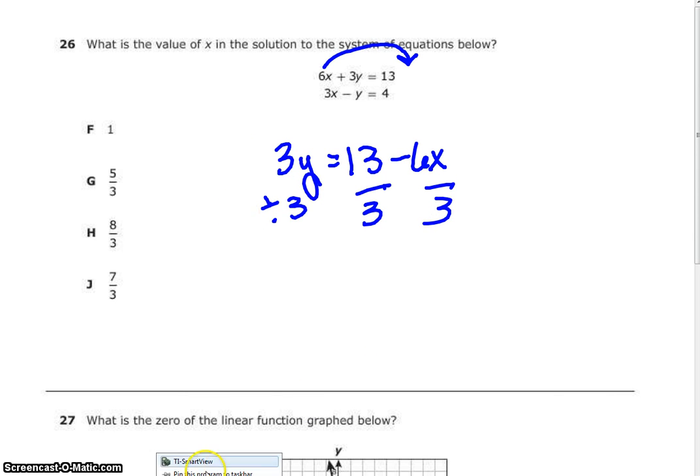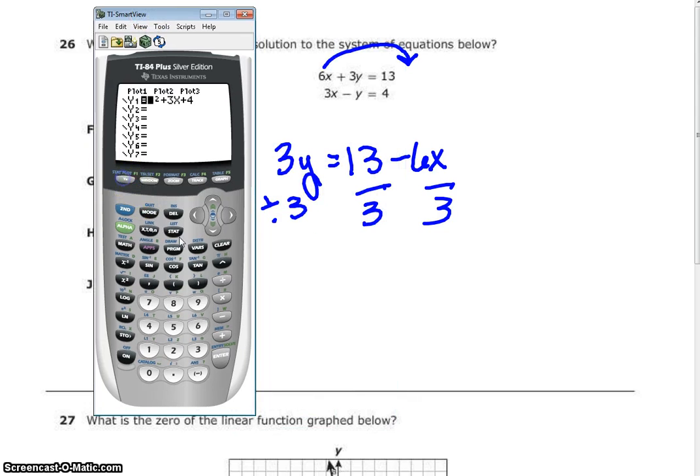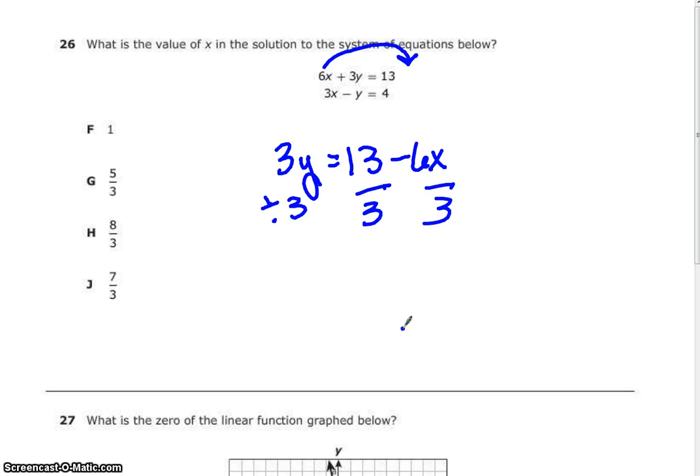So I would put that in at y1. And so I would say 13 divided by 3 minus 6x divided by 3.